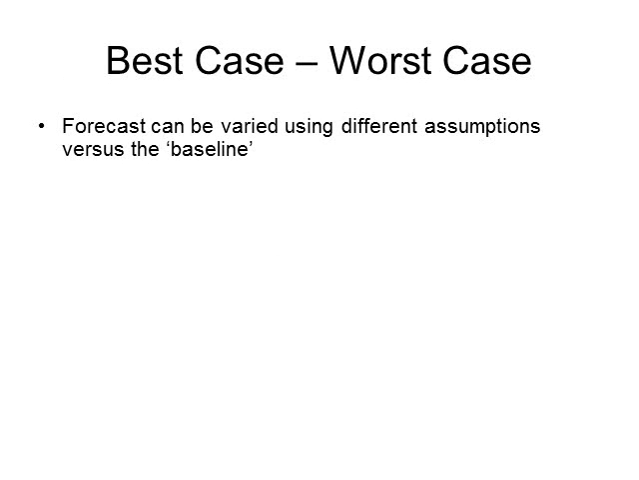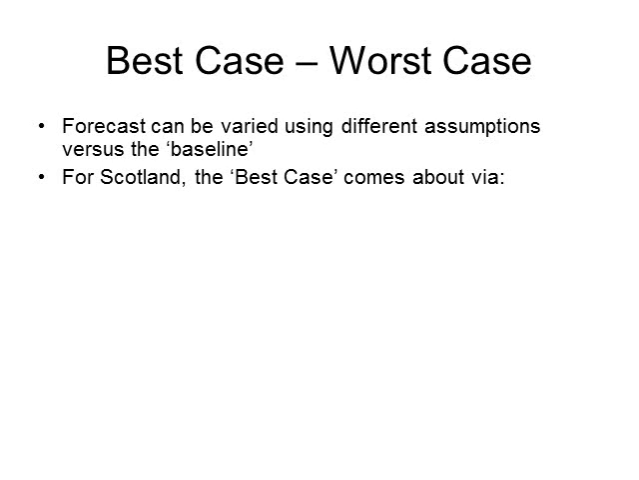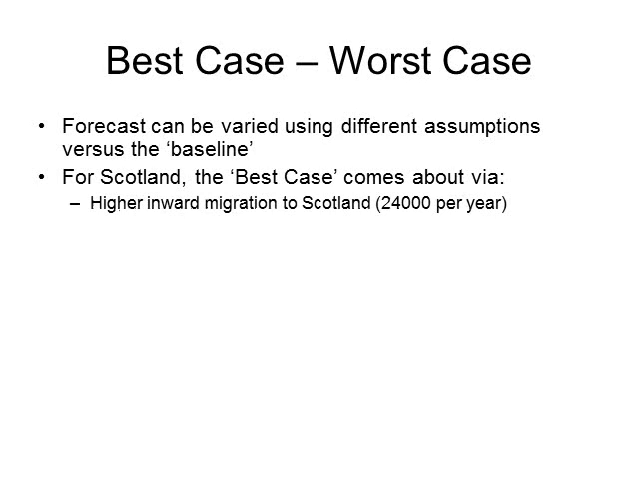One of the nice things about the analysis is it does a kind of best case and worst case situation by varying various types of factors around the baseline, which is the graph that we just looked at. So in the case of Scotland, how does the best case come about? Well, here are the things that were varied. First of all, to get the best case, you would assume the highest inward migration into Scotland. So net immigration going up from its current level of about 10,000 a year historically up to 24,000 per year.